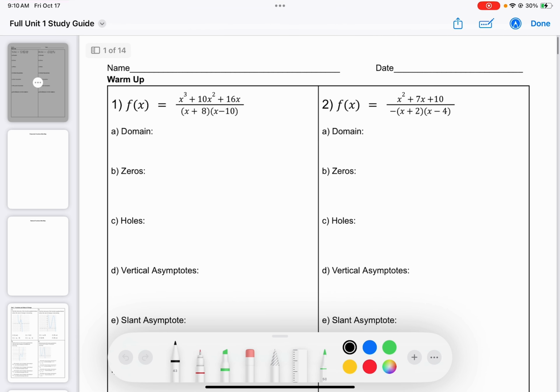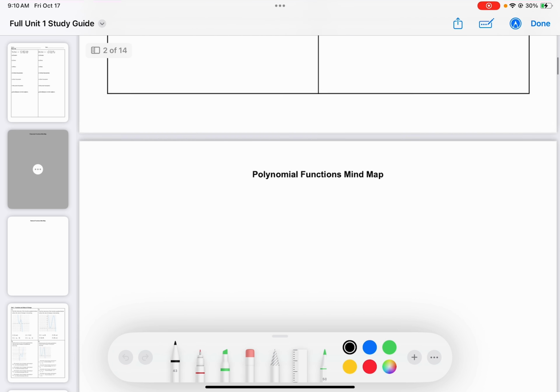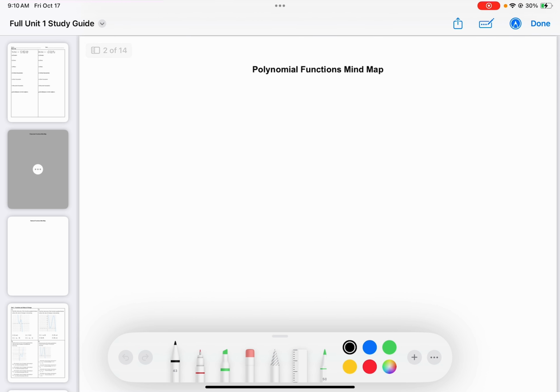Let's just dive in. I'm going to skip the warm-up for now and come back to it. I'm just going to jump right into this mind map. Unit 1 is about polynomial and rational functions, and if we understand both of those, then we understand all of Unit 1.